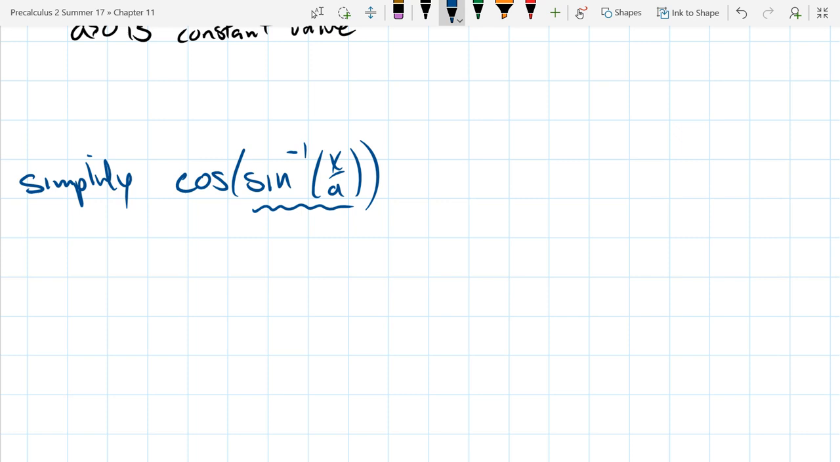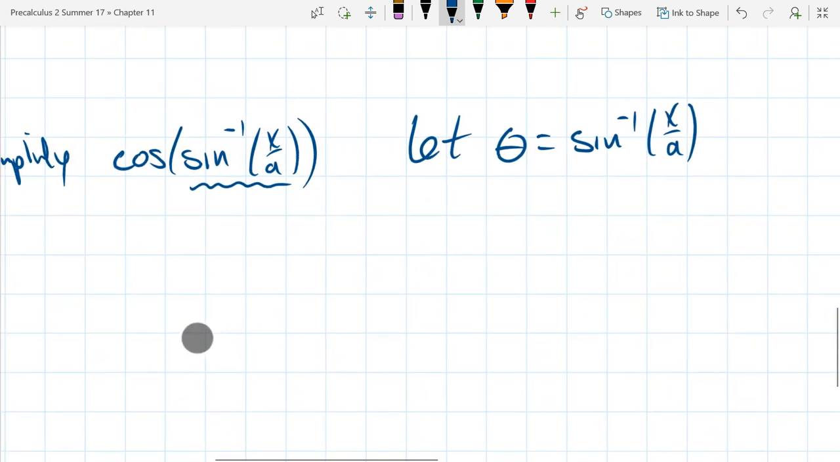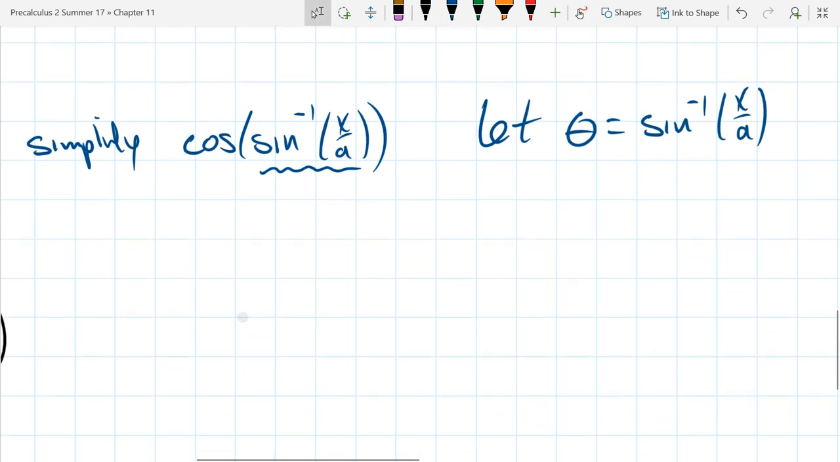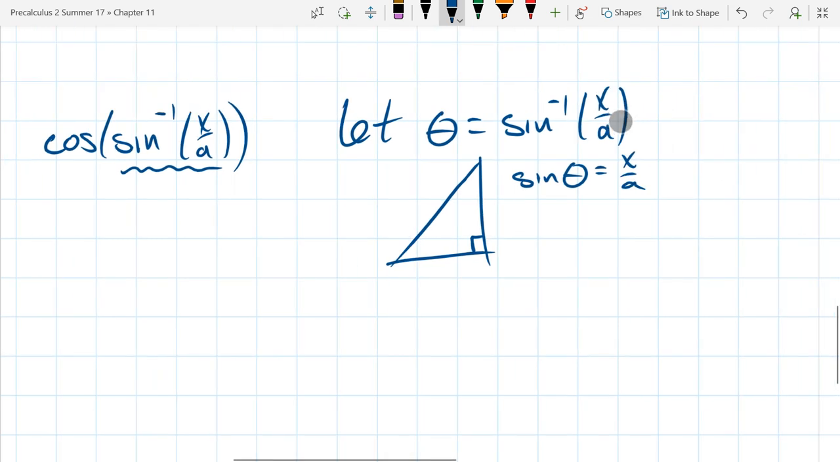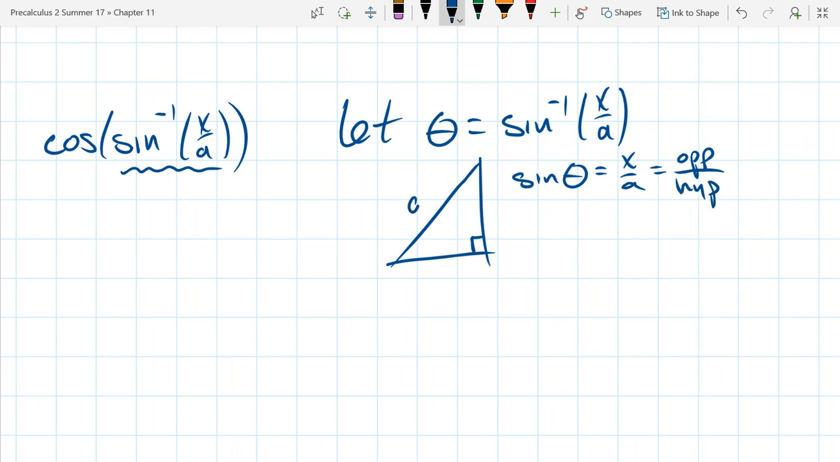So what I just underlined, I'm going to let theta equal sine inverse x over a. Yes, I am using theta here because we're going to look at angles for a minute. So this gets way back to chapter 10. So sine, let's flip this around. This means sine theta equals x over a. And this is opposite over hypotenuse. So we got a, opposite side is x. This remaining side is square root.